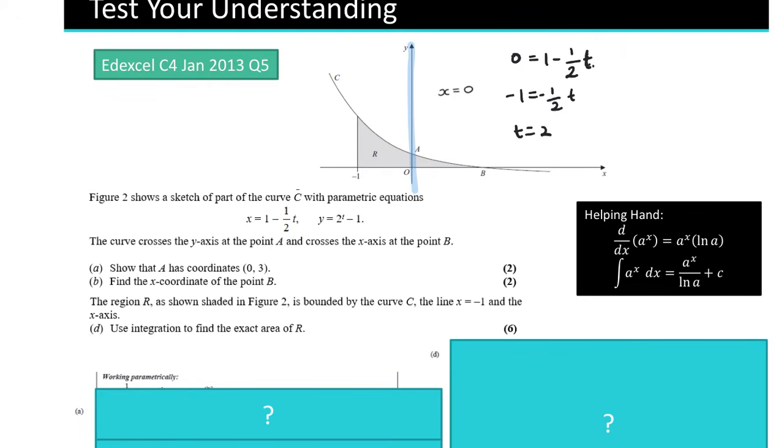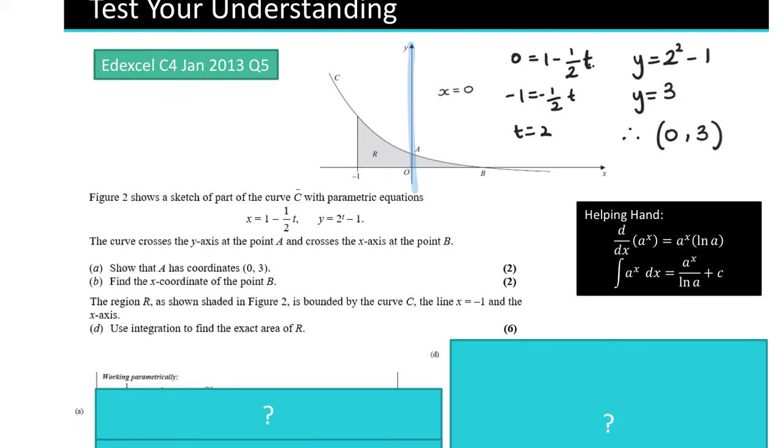Now we know that t equals 2. I'm going to substitute this into y equals, because we want the y coordinate, right? So y equals 2 to the power of t, which is 2, minus 1. So y equals 4 minus 1, which is 3. Therefore, 0, 3 is the coordinate.